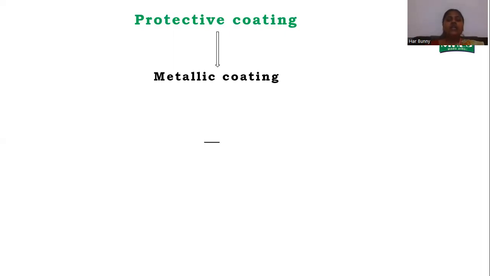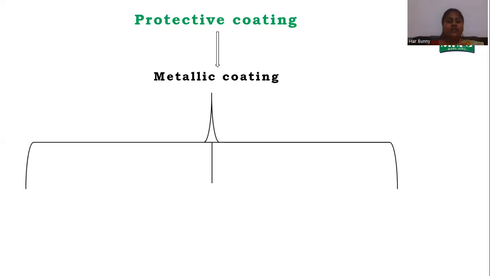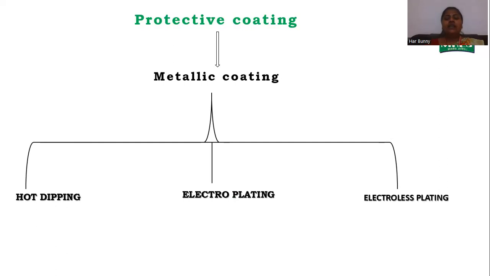So metallic coatings are of these types: hot dipping, electroplating, and electroless plating. So what is hot dipping, what is electroplating, and what is electroless plating? These things we are going to learn in today's session, right? Hot dipping is again of two types, that is galvanization and tinning. But in this video particularly, we are only going to learn about the galvanization process.